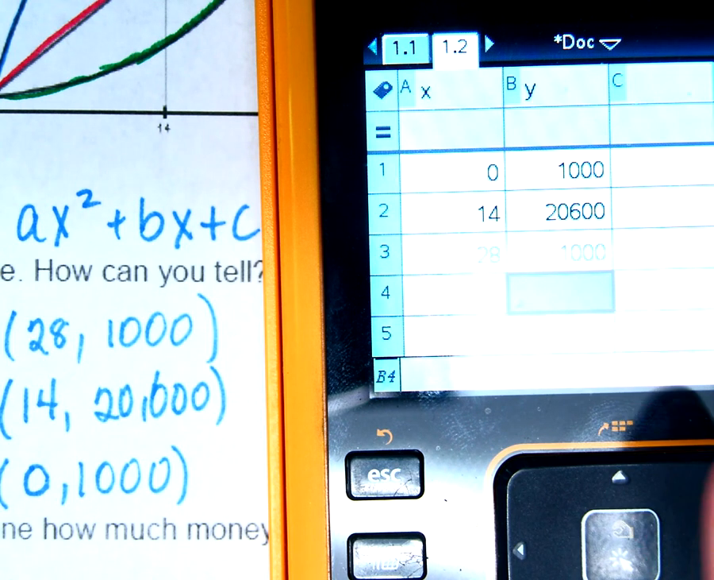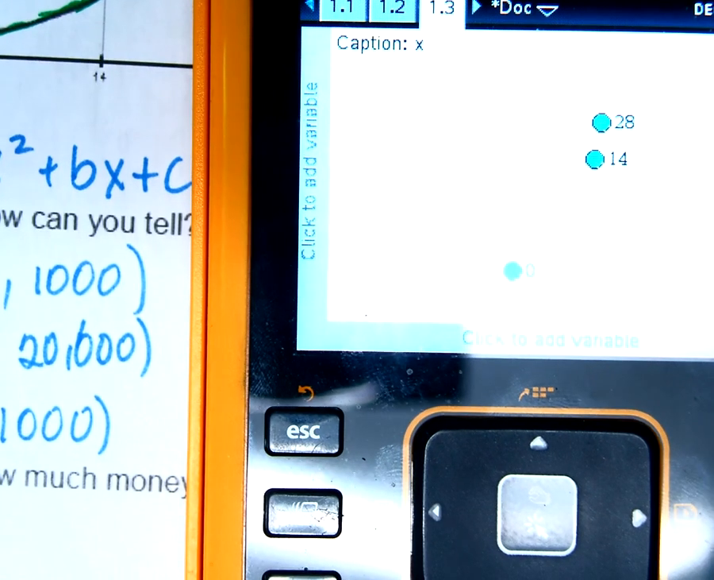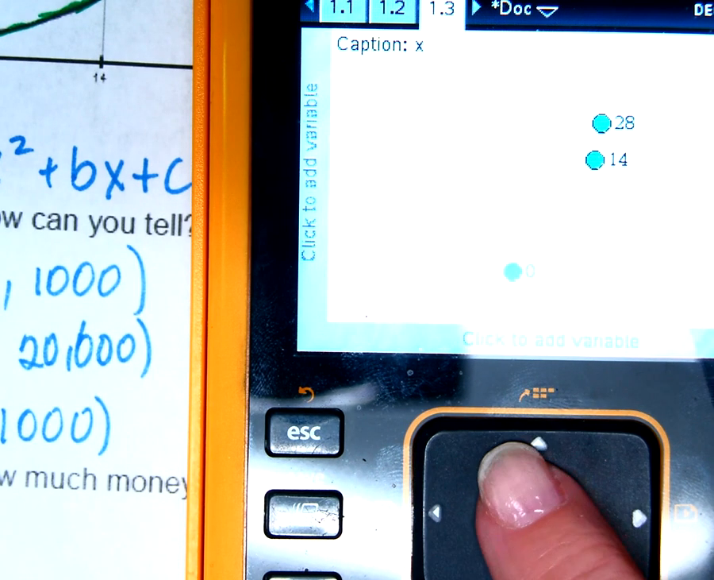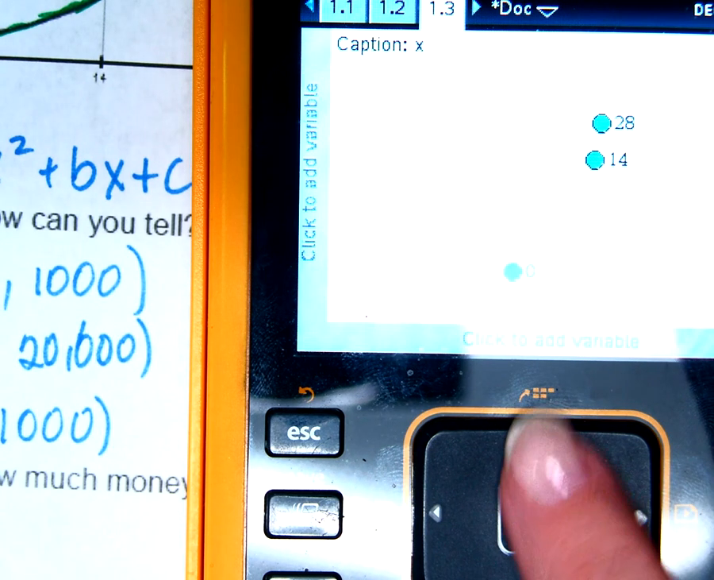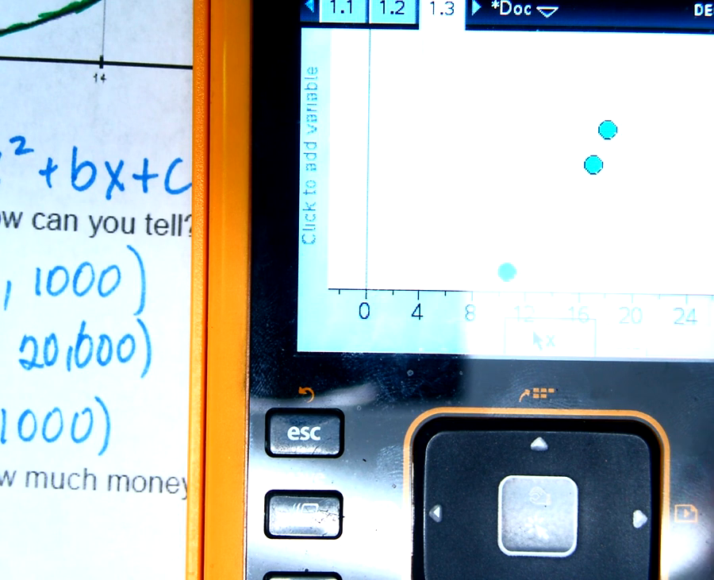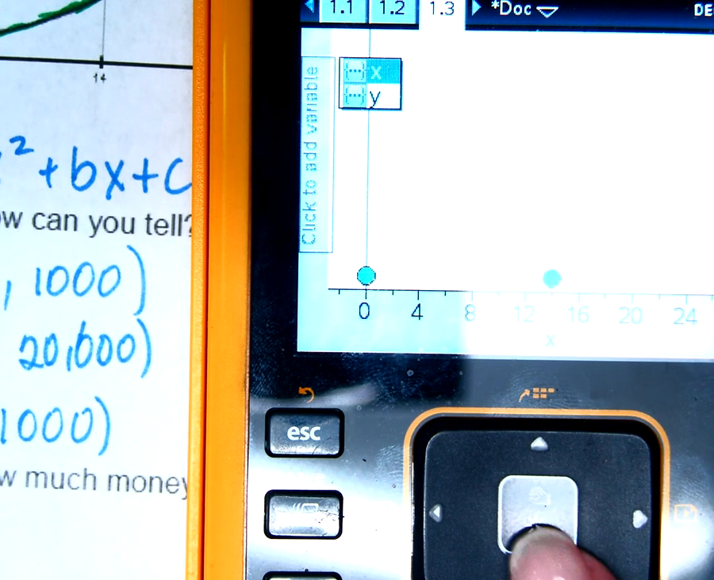Now let's add another page that is a data and statistics page. I want to come down here. I'm going to call this what? X. That's my x-axis. I'm going to come over here and call this Y.